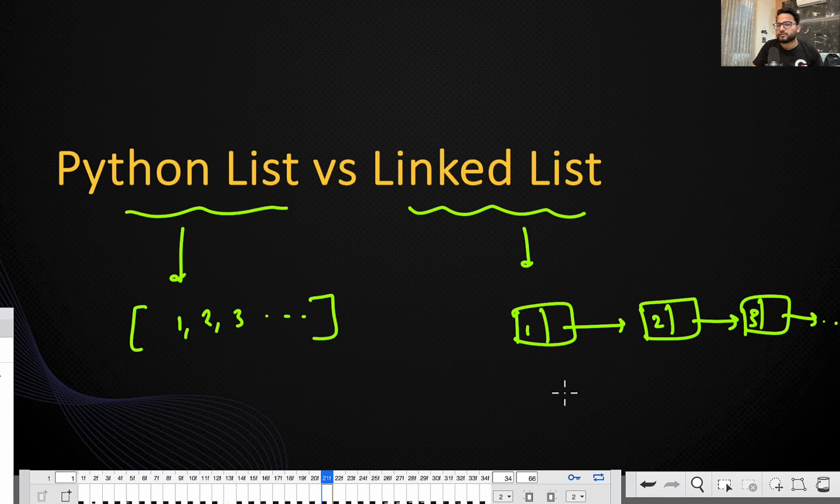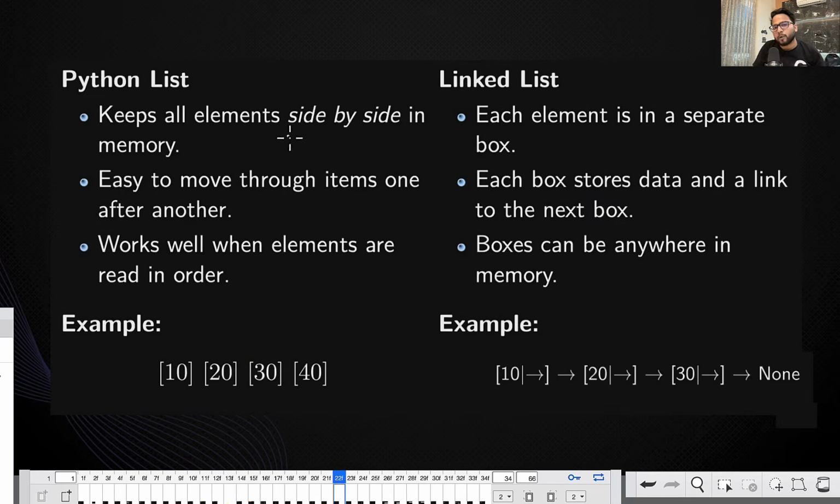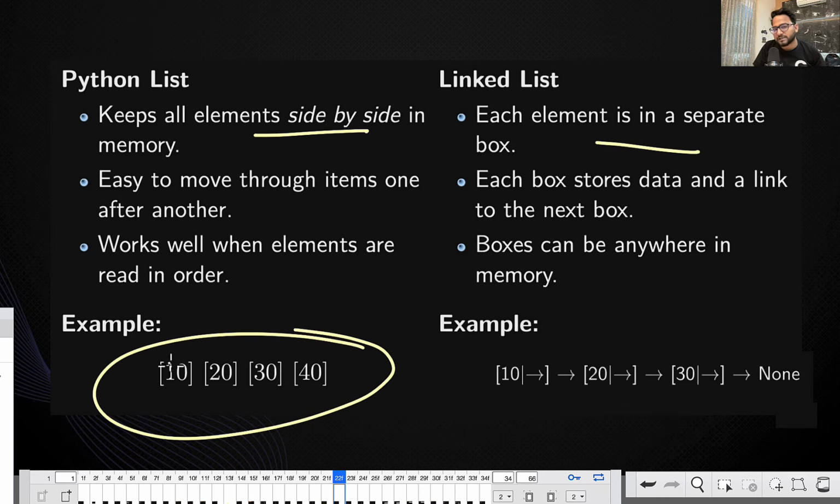So what is the difference between these two? Basically, a Python list is kind of an array. Array means contiguous locations. Actually, it is a dynamic array. Dynamic means it is not necessary to tell the size up front; you can keep on adding. You don't need to know much about it, only that it is kind of an array. So a Python list keeps all the elements side by side in memory, while a linked list keeps a separate box for each. A Python list is all together in memory, and a linked list is scattered.